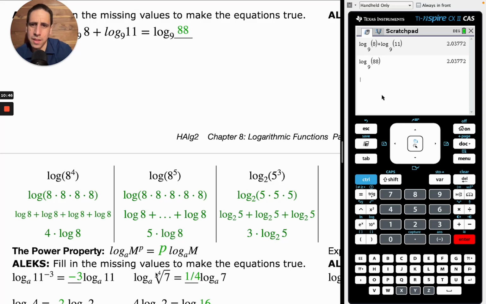Here we got log base a of the fourth root of 7. Fourth root of 7 is the same thing as an exponent of 1/4. So that exponent of 1/4 becomes multiplication on the outside here.